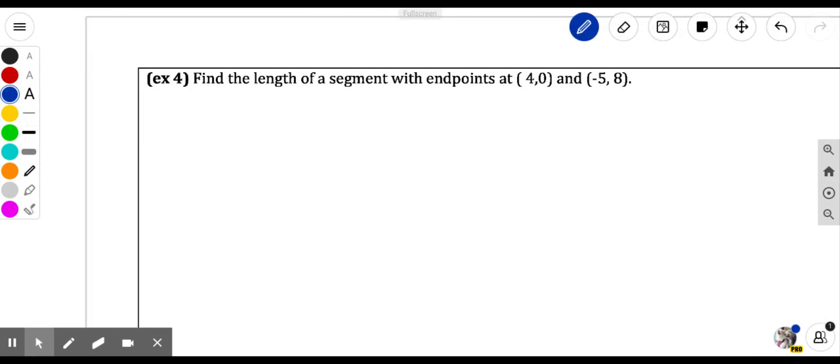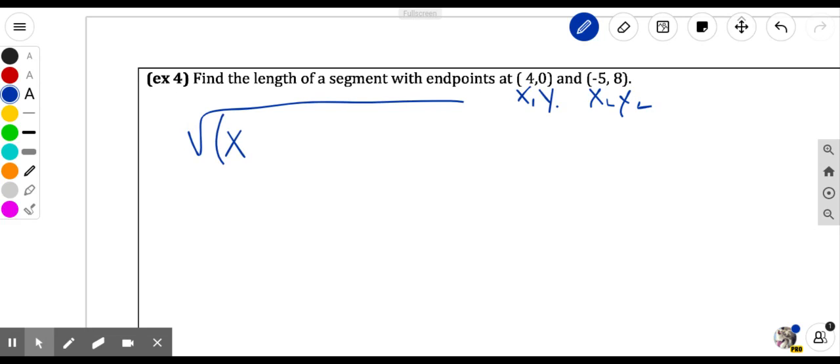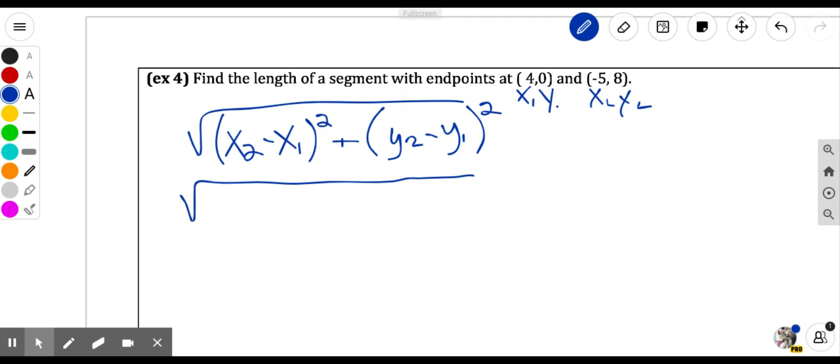Okay. Here's another one. So I'm going to label my points, x1, y1, x2, y2. I'm going to rewrite my formula. x2 minus x1 squared plus y2 minus y1 squared. Okay, now we plug in. So big square root. x2 minus x1, so it's going to be -5 minus 4. y2 minus y1, 8 minus 0. So just very carefully plug everything in.